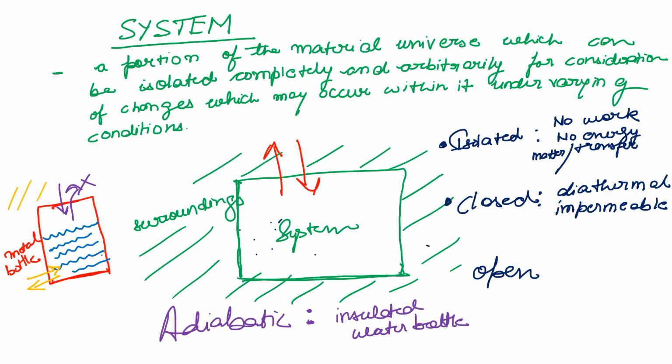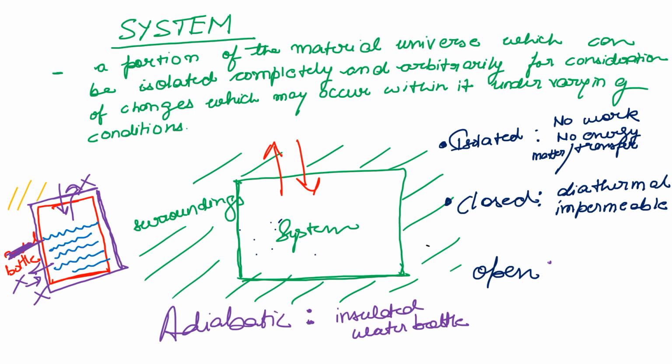Right? So in an insulated water bottle, what we'll be having is insulated walls of glass around the entire bottle, and this will not allow heat to flow into or out of the system. So this is an adiabatic system.